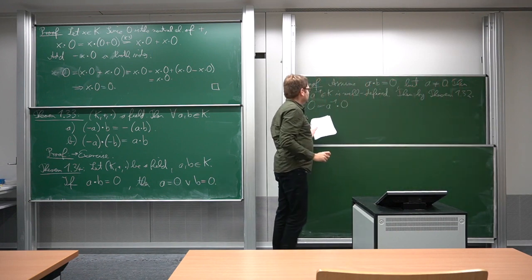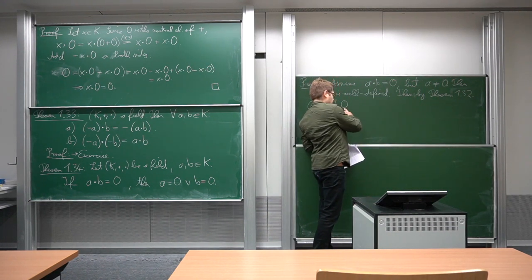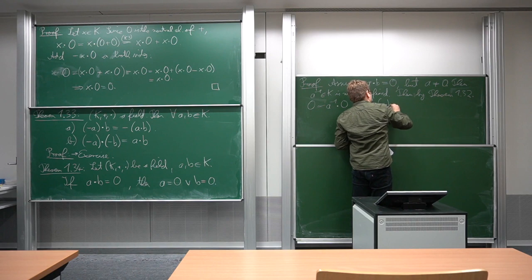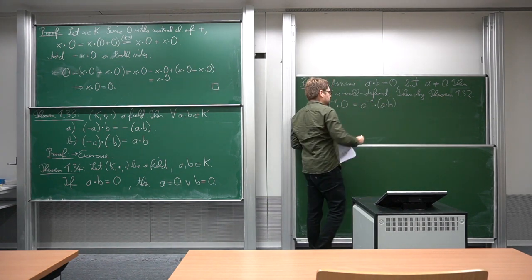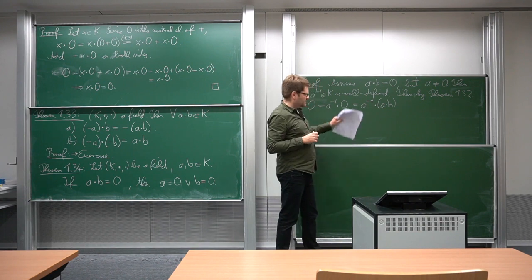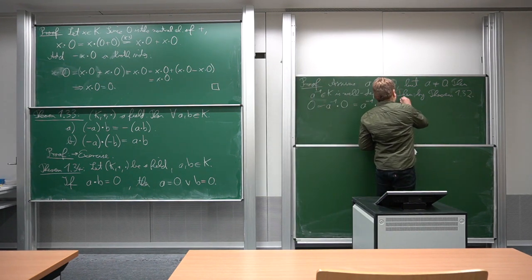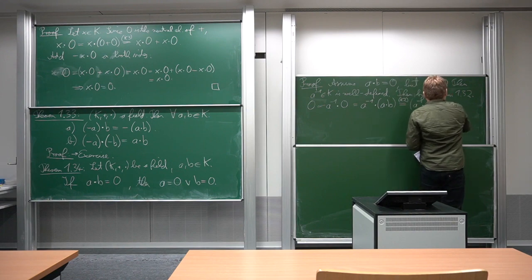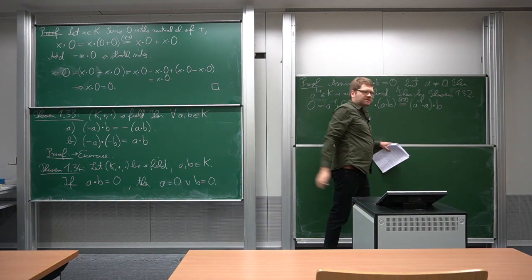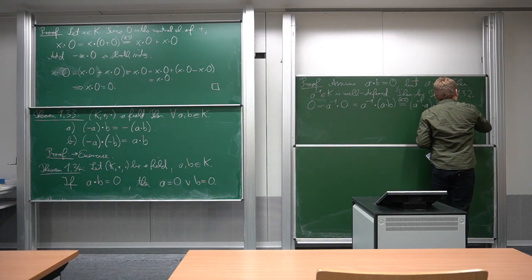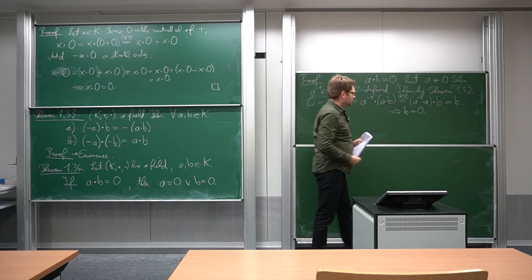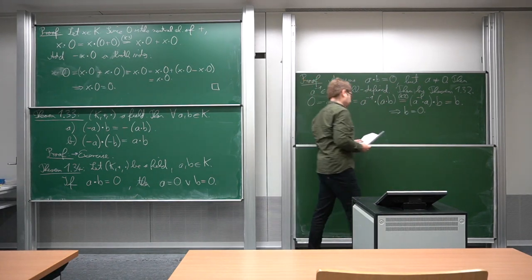So this holds, but we've assumed that A times B is 0, so we can replace this by A times B. So A to the minus 1 times A times B, and then we can again use associativity here. So we need that K star with respect to multiplication is an abelian group. So this is using property K2. This is the same as A to the minus 1 times A, times B. This is the neutral element, so multiplying with this doesn't matter. So this just gives B. So we have shown B is equal to 0. So if one of the factors is not 0, then the other one is 0, and this shows the claim.